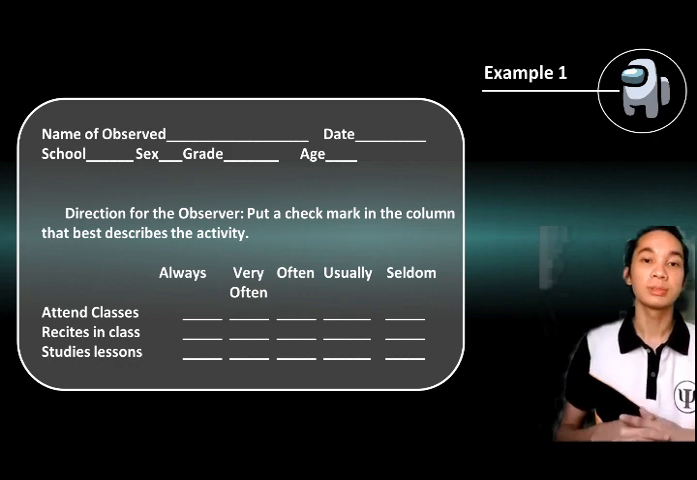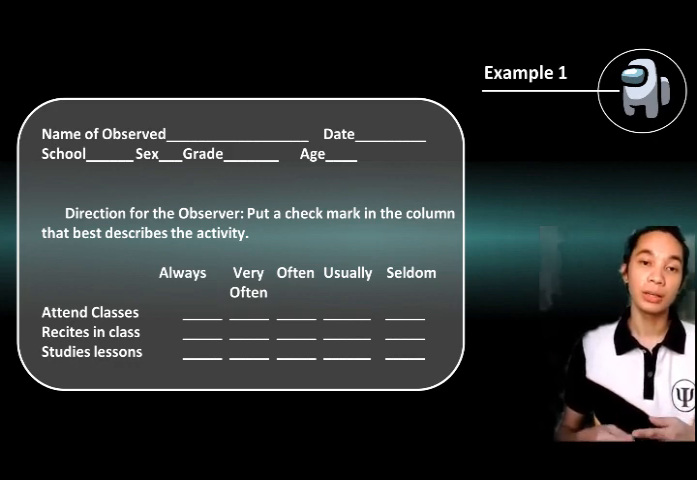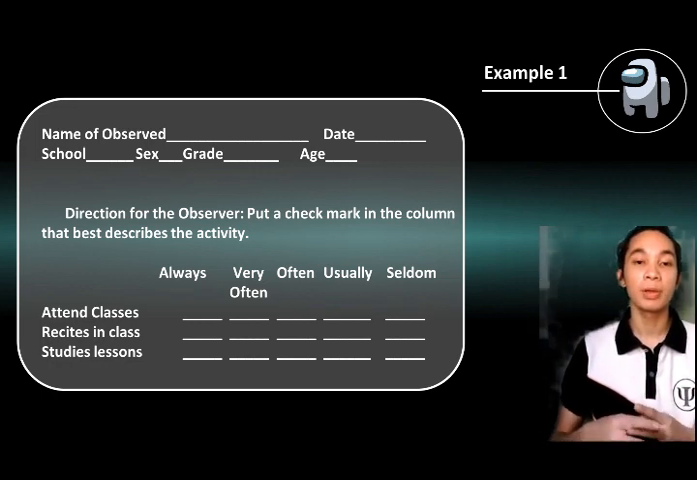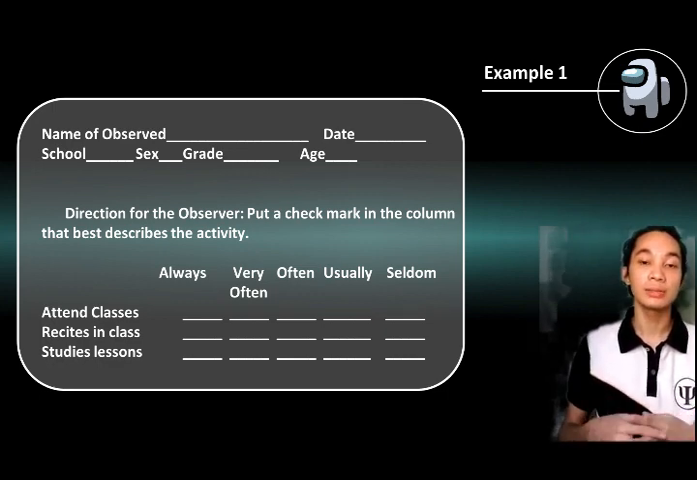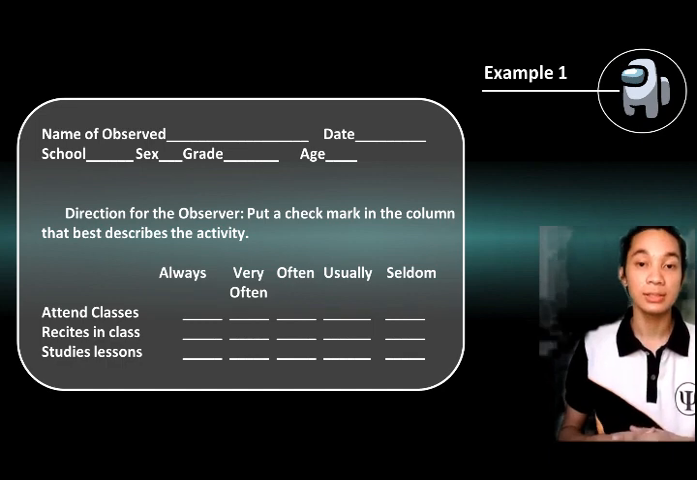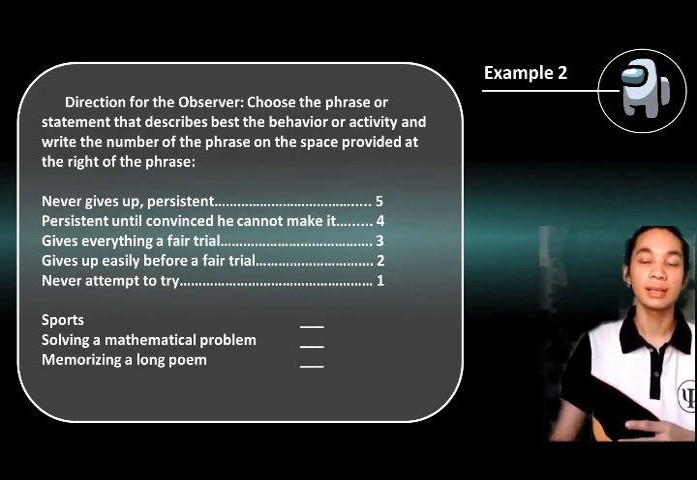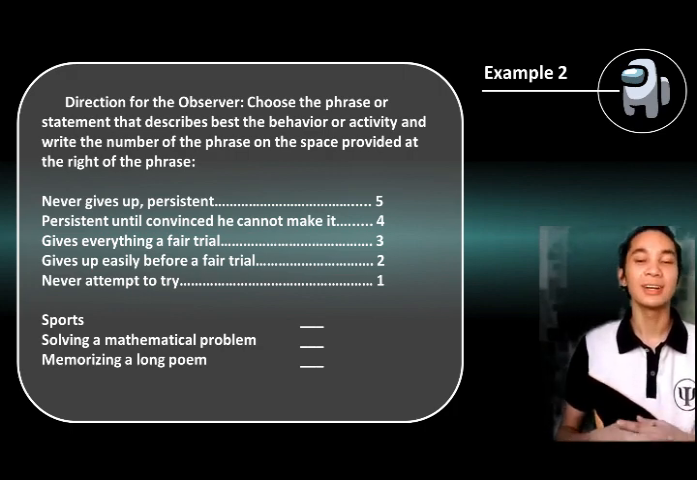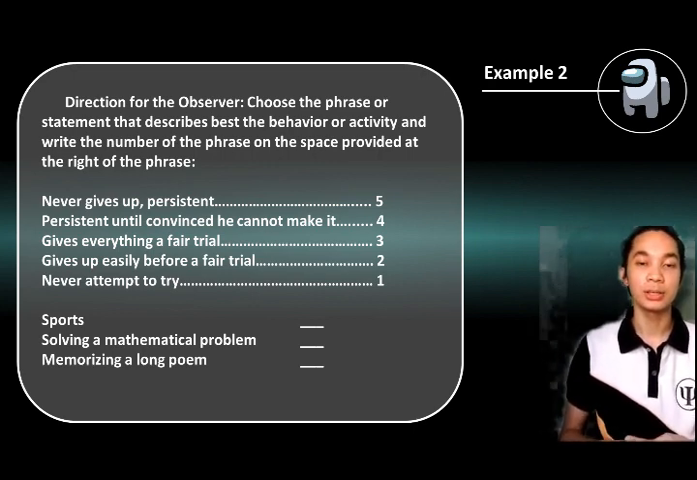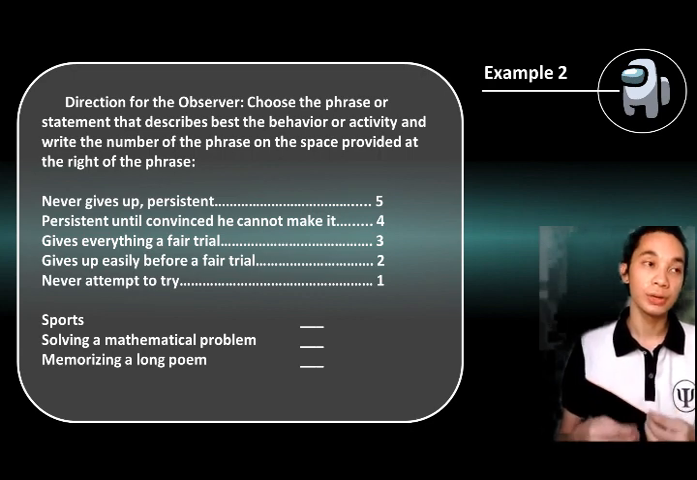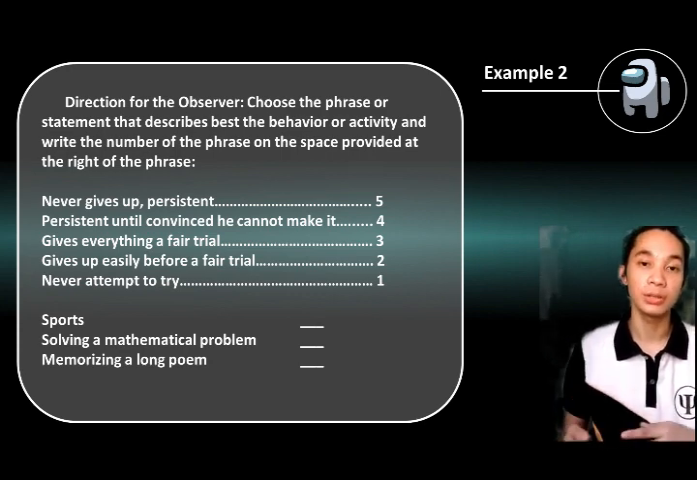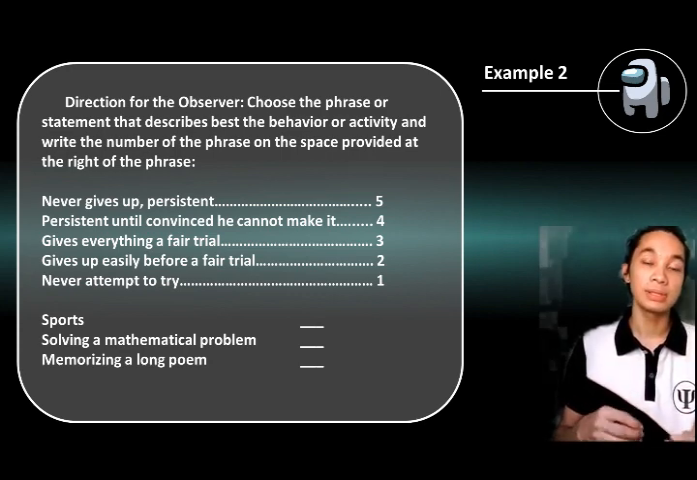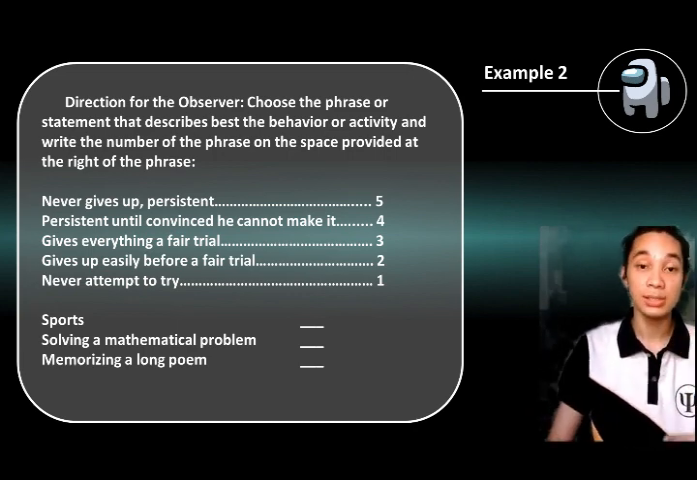In the figure, the observer must put a check mark in the column that best describes the activity of the students being observed. He will put a check mark in always, very often, usually, or seldom. The second example is an example of a numerical rating scale. It has numbers as answer options. The observer must choose the phrase or statement that best describes the behavior or activity of the student being observed, and he will write a number beside the phrase in the space provided, as you can see in the figure.